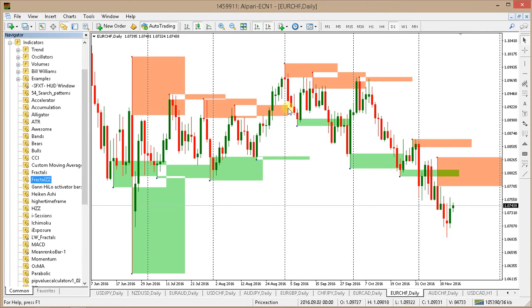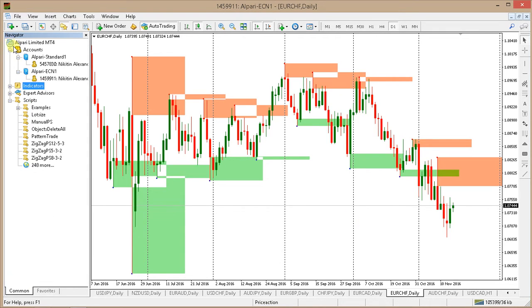Here we have some kind of resistance. You can see this box. It was broken to the upside, and then we came back. Where did we come back? Exactly to that box. And then we went to the upside again. These are very old truths about support and resistance you should know about.